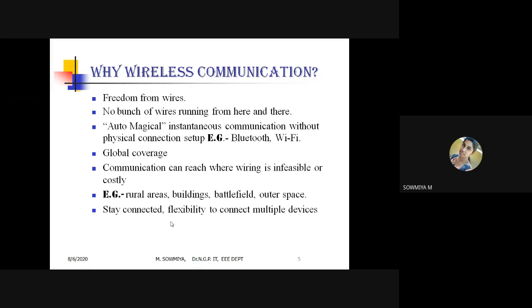Also, there is automatic, instantaneous communication: wherever we go, we are able to get our communications without any physical connection setups, for example Bluetooth, Wi-Fi and so on. As this communication is done without wires, it may spread over the overall globe, which is called global coverage. This communication can also reach places where wires are infeasible or costly. Some examples are rural areas, buildings, battlefields and outer space.